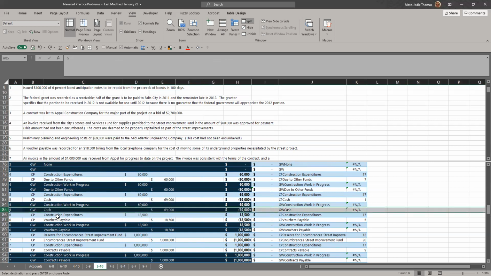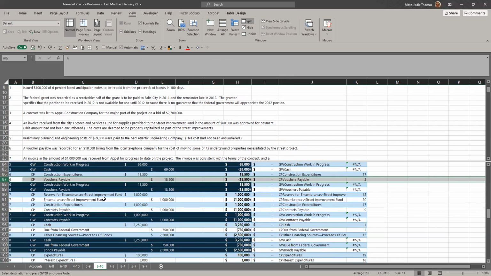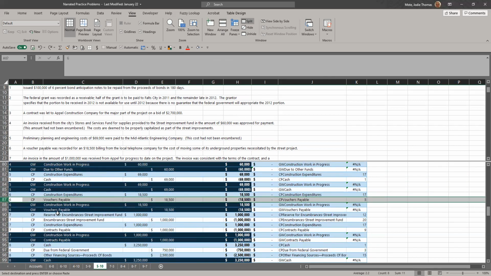Number 6 says a vouchers payable was recorded for $18,500 from the local telephone company for underground properties. All right, so we are again debiting construction work in progress for the government-wide journal and construction expenditures for the capital project. Same thing. This time it's saying we've only received the invoice so far. We're not paying it yet. So that's why it's vouchers payable.